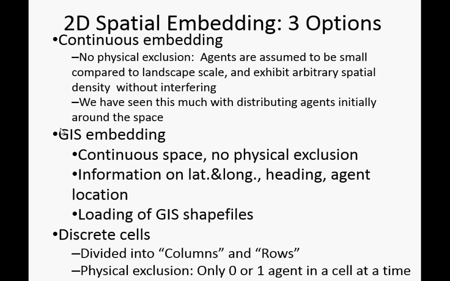Now, each of these has some discrete features to it. Continuous embedding has certain basic assumptions associated with it. The idea here in AnyLogic is that agents who are embedded in a physical, continuous landscape are basically assumed to be small enough that they don't interfere with each other directly. There's no enforced requirement that they can't cross paths, for example. They can't pass by each other.